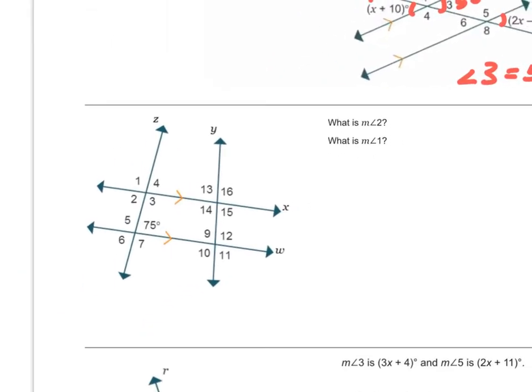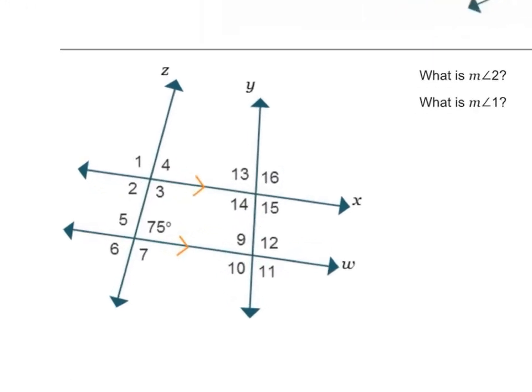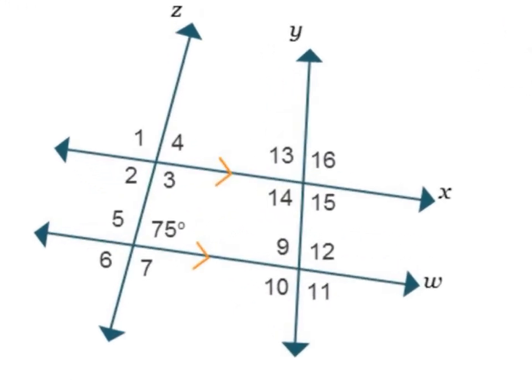On this one, it's asking us to figure out the measure of angle 1 and angle 2. The first thing I know is that you're given that this is 75 degrees. This angle is congruent to that angle because they're vertical. 75 degrees is congruent to angle 2 because they are alternate interior. Then angle 4 and 75 degrees are congruent just because they are corresponding. So this is 75 degrees, this is 75 degrees, this is 75 degrees.